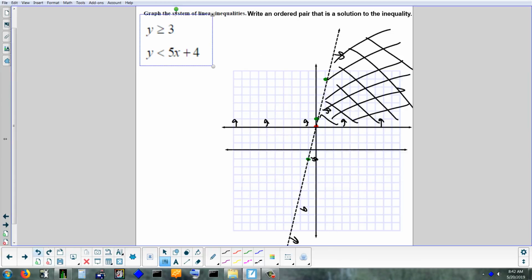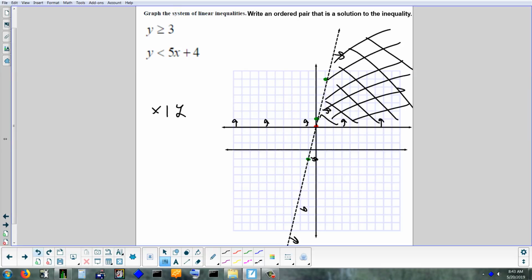The only difference between this and what we did like 2 weeks ago is before you only had to draw 1 line and shade, now you're drawing 2 lines and shade. Any questions on that? Now, what else do they want us to do? Write an ordered pair that is a solution to the inequality. Could somebody give me an ordered pair that would be a solution to that inequality?